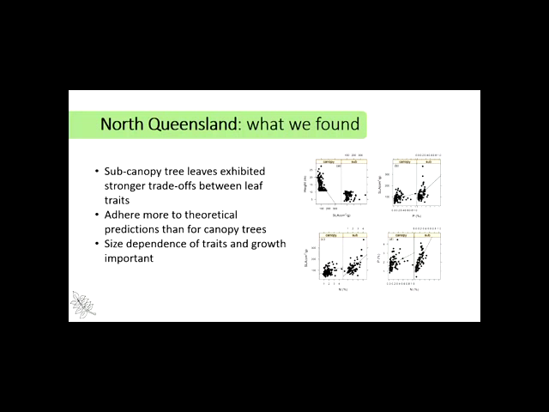For the subcanopy, we also found that there were stronger trade-offs between traits, so correlations between leaf traits, and these adhered much more to our theoretical predictions for trees occurring within the shaded subcanopy. You can see in graphs B, C and D there that for subcanopy trees there were much stronger associations between these different leaf traits. So from this data we concluded that there's a really strong size dependence of traits and growth, and this really needs to be considered before it can provide practical applications to reforestation.